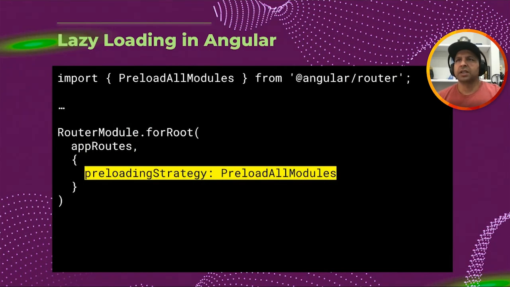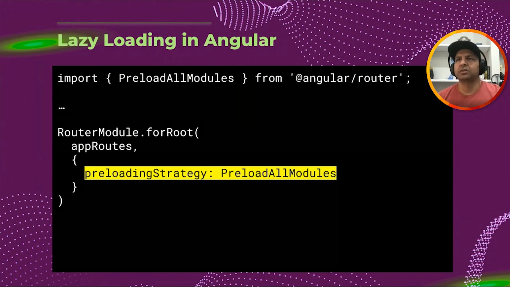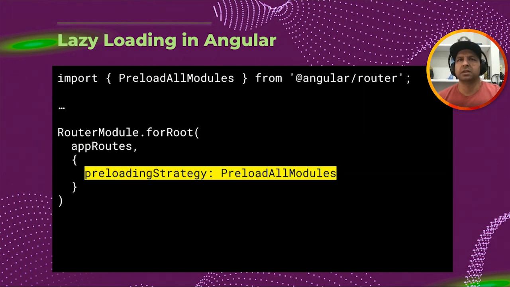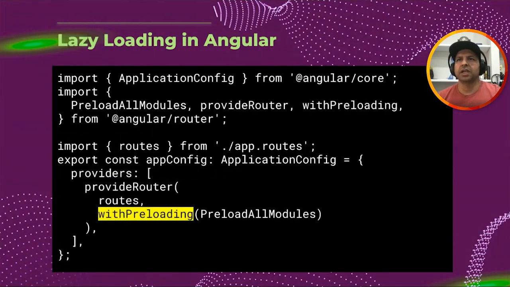Your initial bundle will be small, and the remainder of your bundles will be loaded in the background. So in a module-based application, all you have to do is use the preloadingStrategy property and set it to PreloadAllModules. So this is the setup for that. And for standalone applications, you would just add withPreloading to the provideRouter function of your app config.